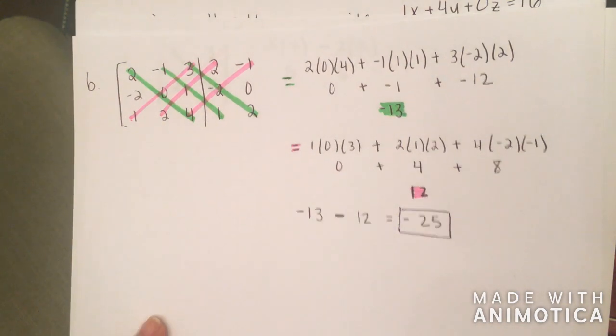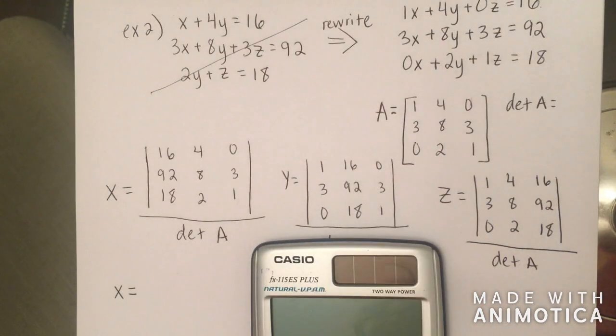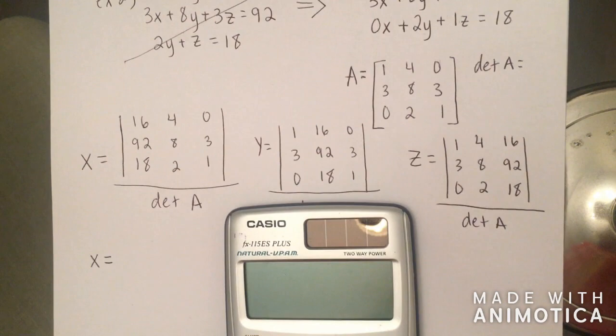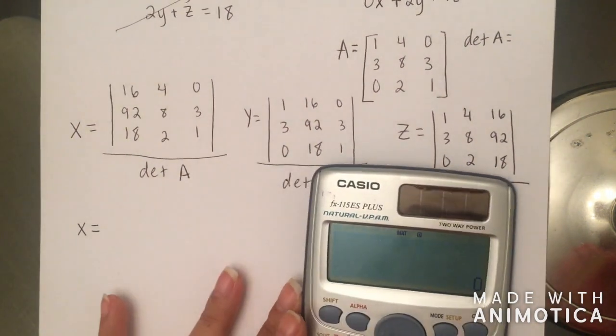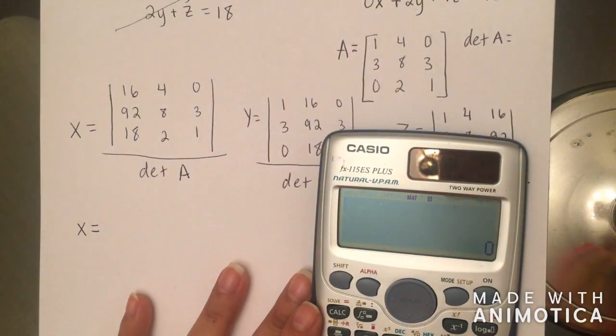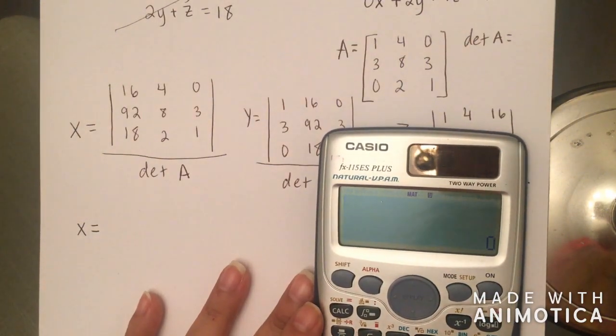But if you have a calculator and you would rather use a calculator for a 3 by 3, that would probably be my first choice. Like I said, if you don't, you can work it out by hand. There's nothing wrong with that. It's just going to take you a little bit longer.